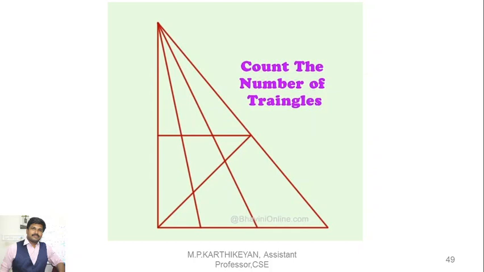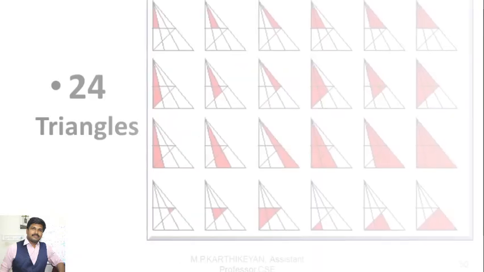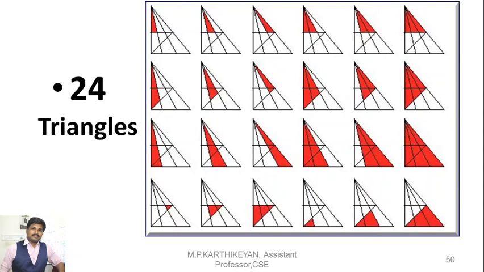Okay, so we will be moving on to the answer. The correct answer was given by Sai Supreet and Venkata Shivashankar. The answer is 24 triangles. And these are the various 24 triangles available.